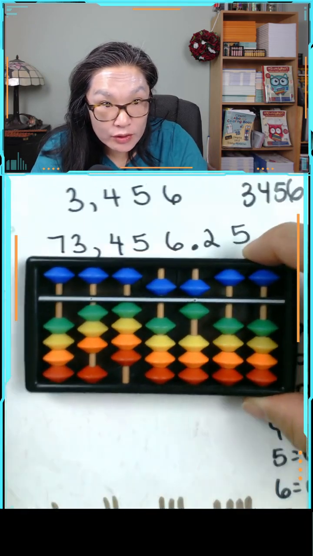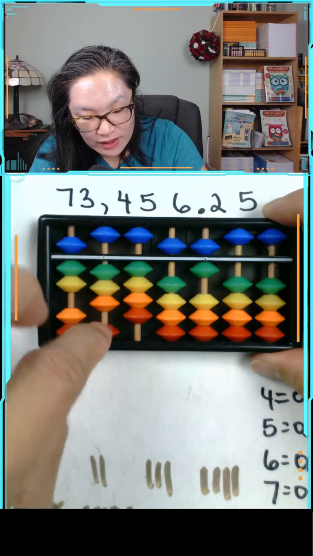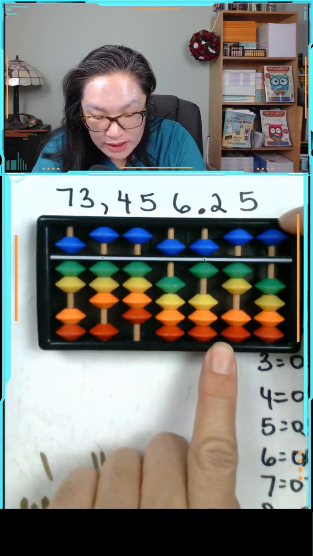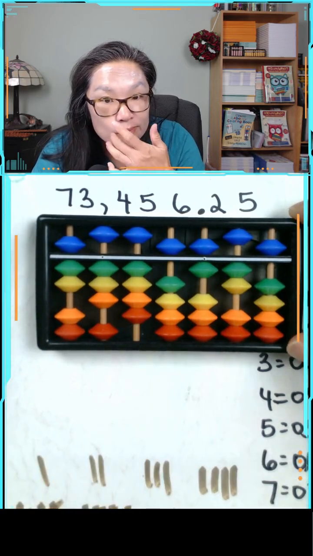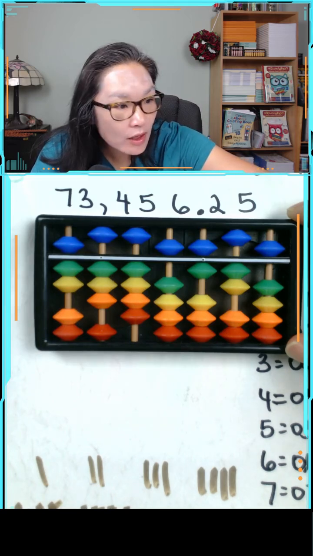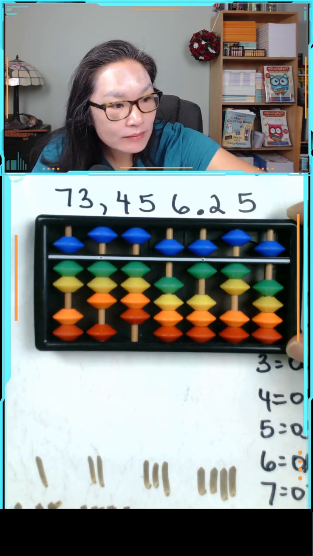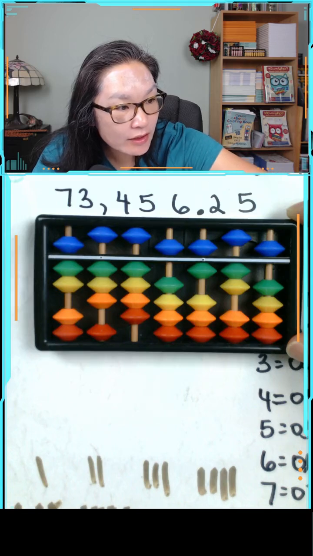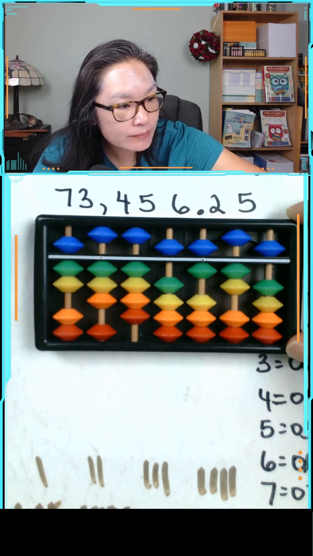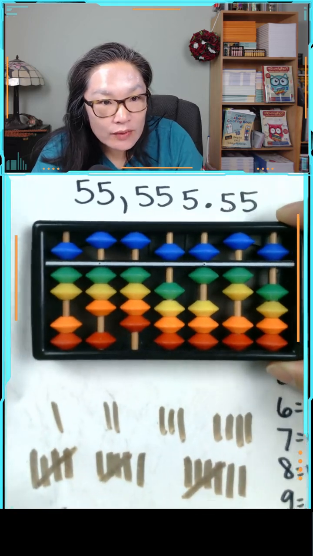And then, can you do decimals? Yes, you can. So we have 73,456.25. Thank you, Callie, for the follow-up. Make sense? Very good. I like the questions because that means you're actively learning. You know what I mean? Well done.